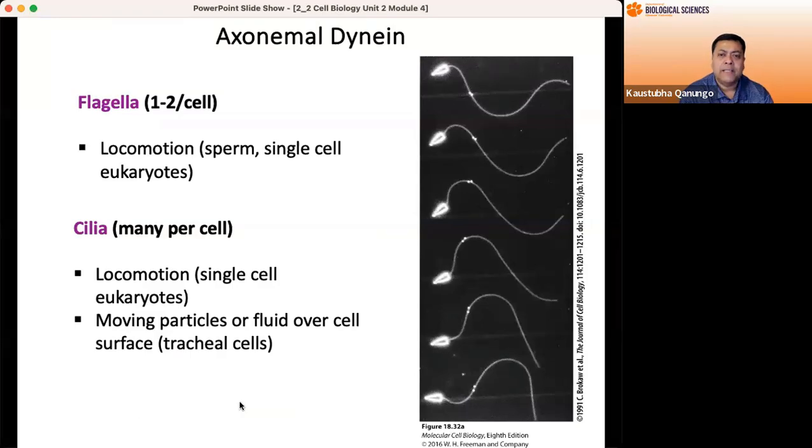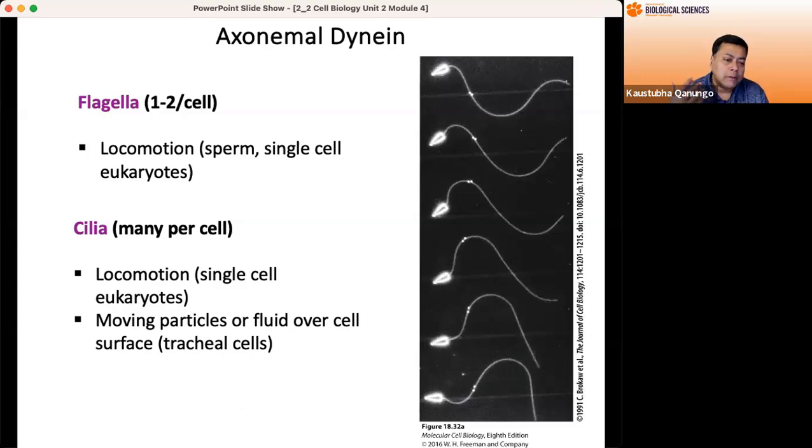All right. So after that, we are talking about a particular dynein, which we call axonemal dynein. They are associated with the flagella and the cilia. For animal cells, the only example you see is in the sperm, or in single-celled eukarya, some of the protists, where you see these flagellated movements. And the cilia, many per cell, are used for locomotion of single-celled eukaryotes like Paramecium. But cilia are found in lots of different areas.